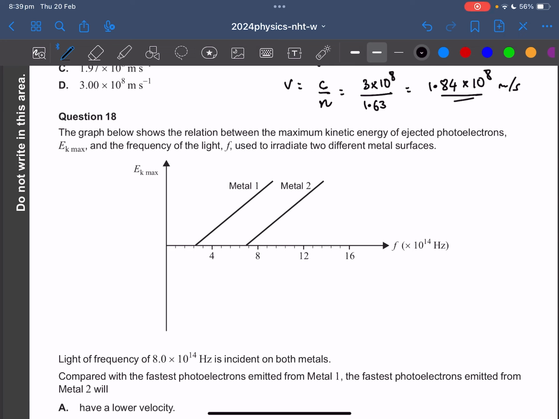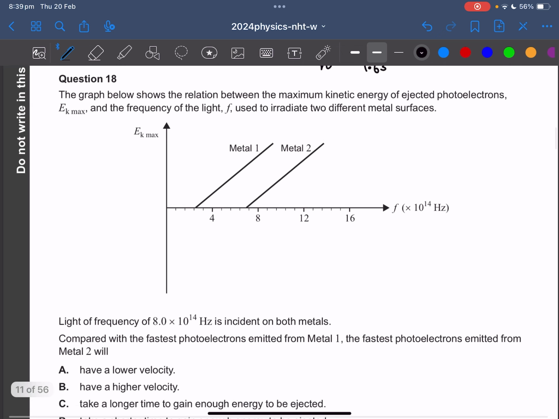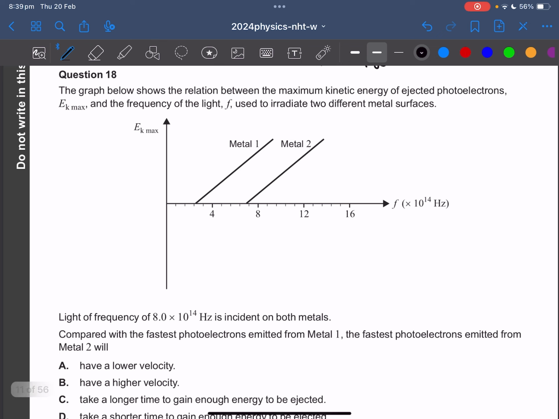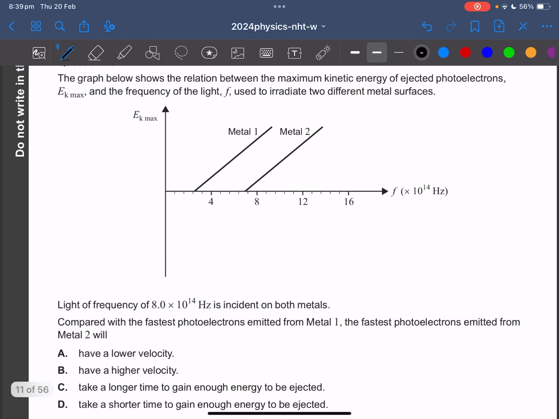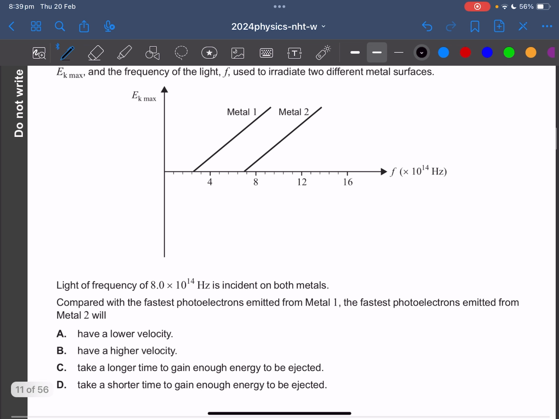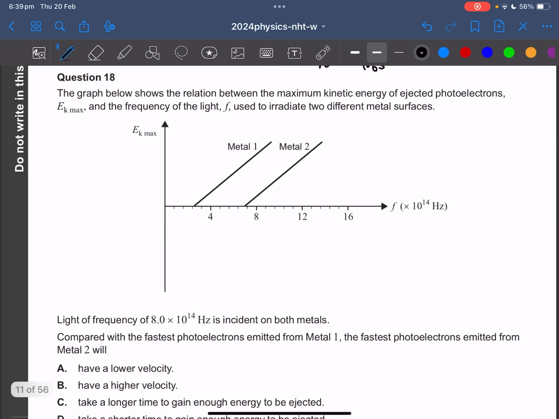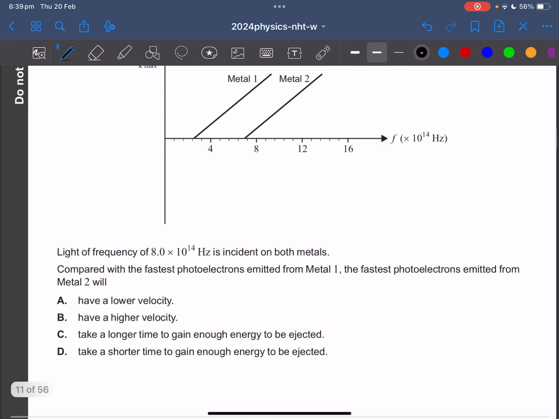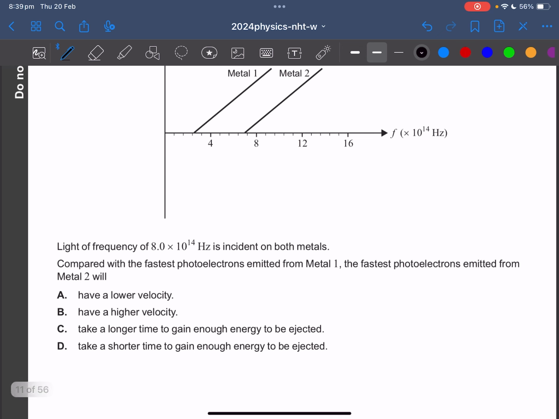The graph below shows the relation between the maximum kinetic energy of ejected photoelectrons and the frequency of light f used to irradiate two different metal surfaces. Light of this frequency is incident on both metals. Compared with the fastest photoelectrons emitted from metal 1, the fastest photoelectrons emitted from metal 2 will... Okay, so the graph shows the relationship between the maximum kinetic energy of ejected photoelectrons and the frequency of light, for two different metal surfaces. The light frequency is the same for both.